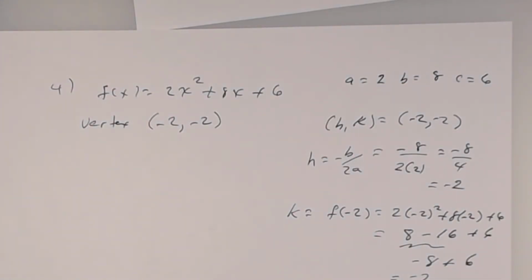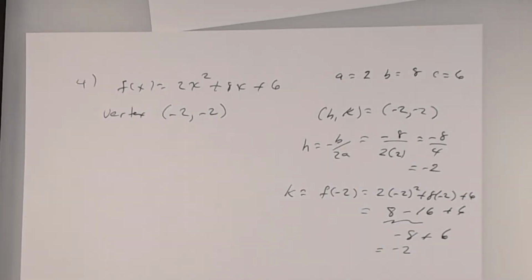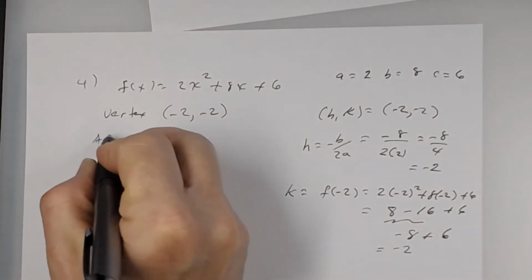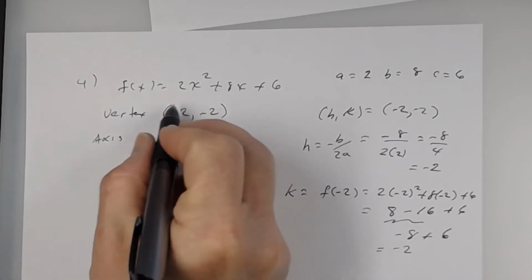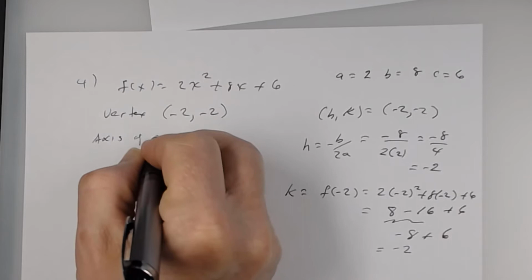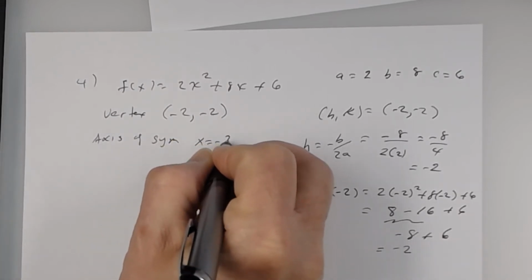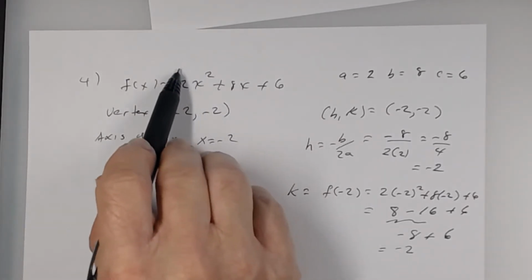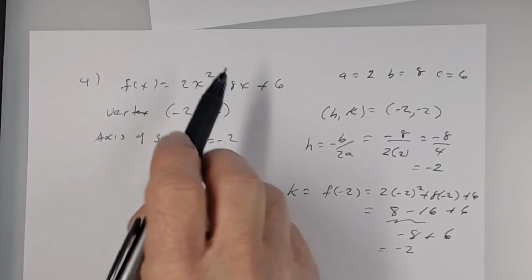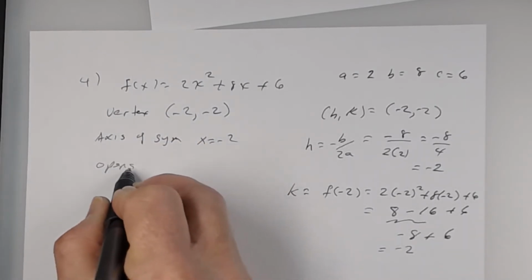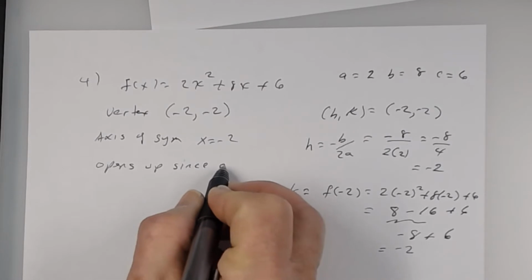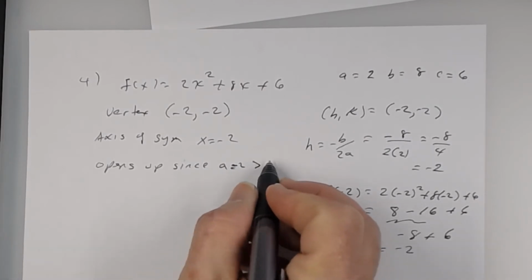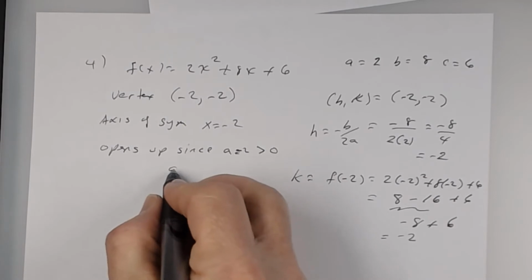Just using a formula. Once you found h, you know your axis of symmetry. What's the axis of symmetry? X equals negative 2. Now, does the parabola open up or down? It opens up because a is positive. All right, so it opens up since a, which is 2, is greater than 0. So a is positive.